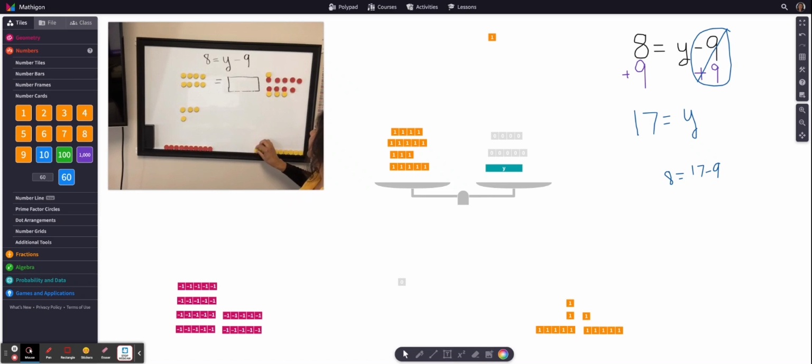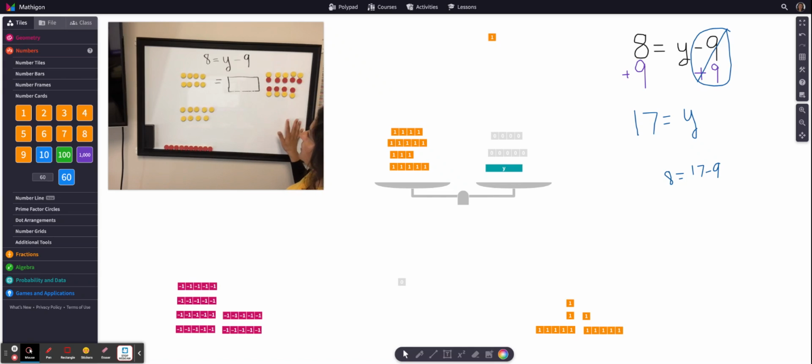Put one on the other side. Put one with this negative. One on the other side. Match up the negative. One on that side. Match up the negative. One on that side. Match up that negative. One on that side, and match this one up, and one on that side.